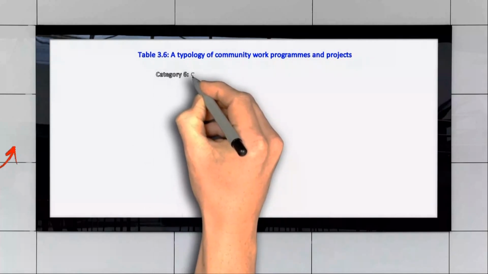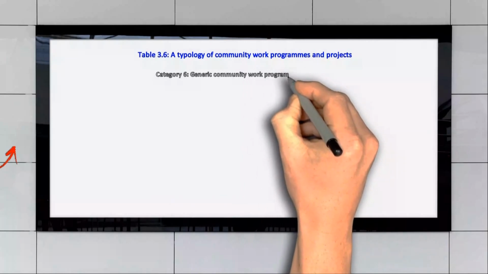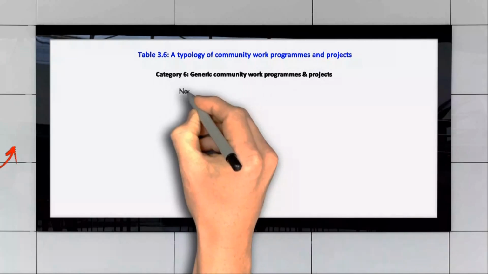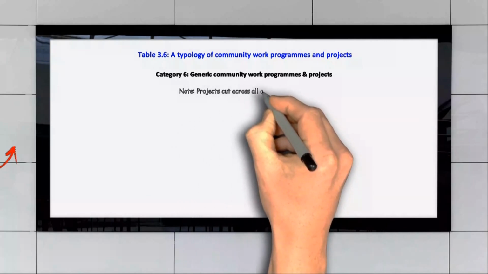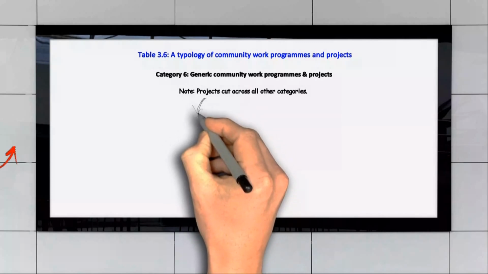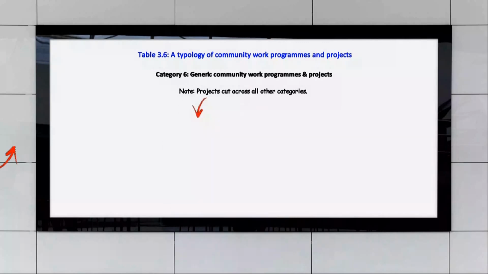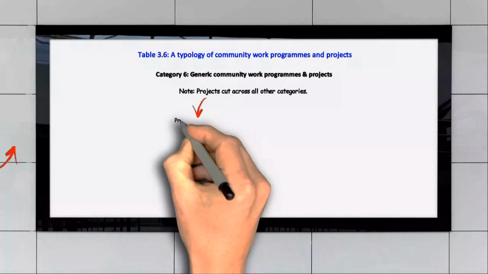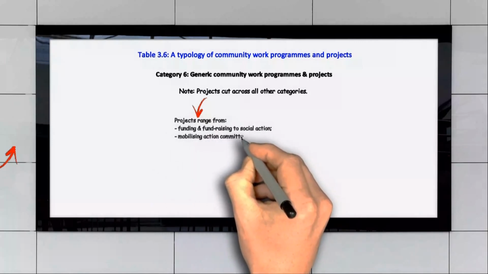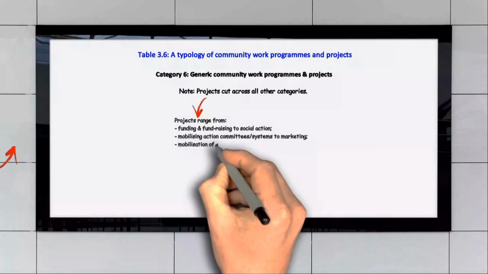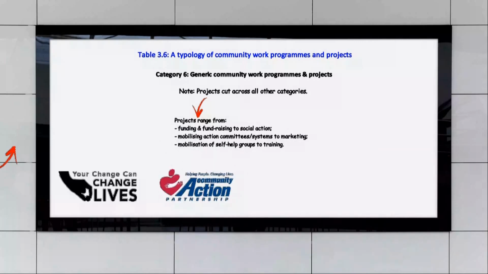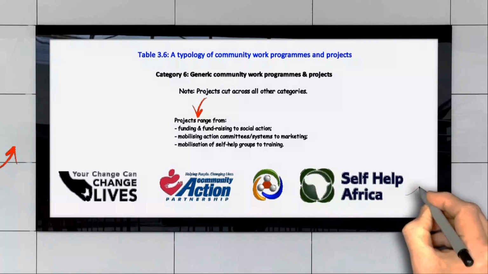The final category, that is Category 6, covers generic community work programs and projects. These are the projects that cut across all the other categories and can be used in all of them. These range from funding and fundraising projects to social action, the mobilizing of action committees and other action systems to marketing projects, and the mobilization of self-help groups to training services.